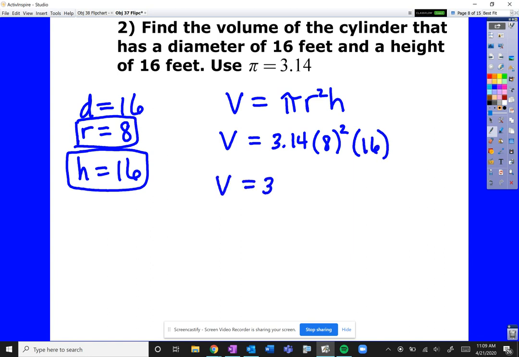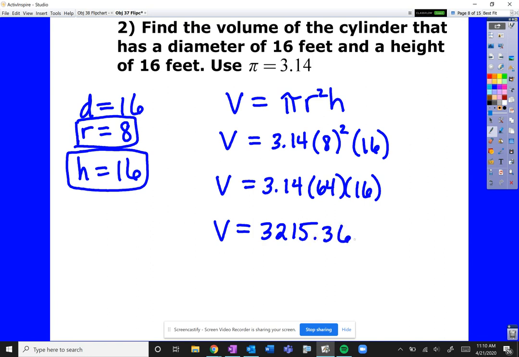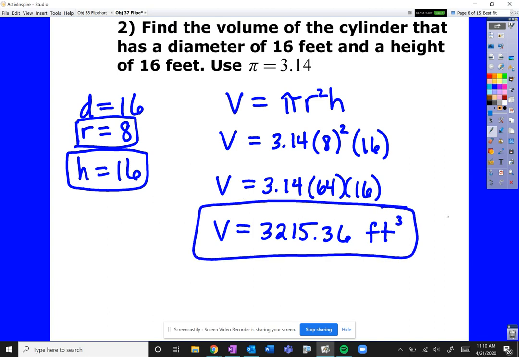Once again, you can plug this all in your calculator, or order of operations tells us we have to do exponents first. So 8 squared is 64. So 3.14 times 64 times 16 gives us a volume of 3,215.36. Our units were feet, and volume is always three-dimensional, so it's cubed. Like I said, once we get kind of cooking with the formula here, now we're going to use it in different ways. So we get comfortable with the formula, and then we'll use it in different ways.